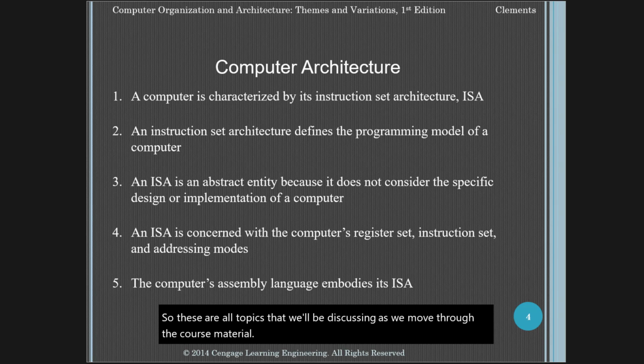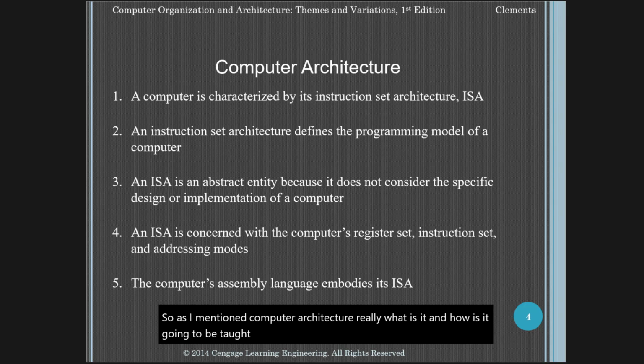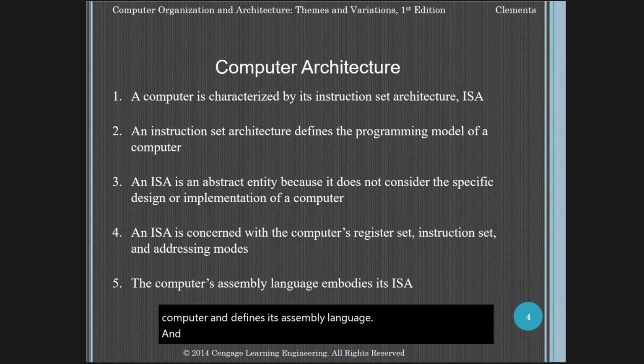As I mentioned, computer architecture, what is it and what is it that we're going to be learning in this course? Going back to it, we have 3 uses for the term architecture. So we talk about the ISA, or the instruction set architecture. This describes the programmer's abstract view of the computer and defines its assembly language and programming model. It is abstract because it does not take into account the implementation of the computer. It is simply an instruction set.